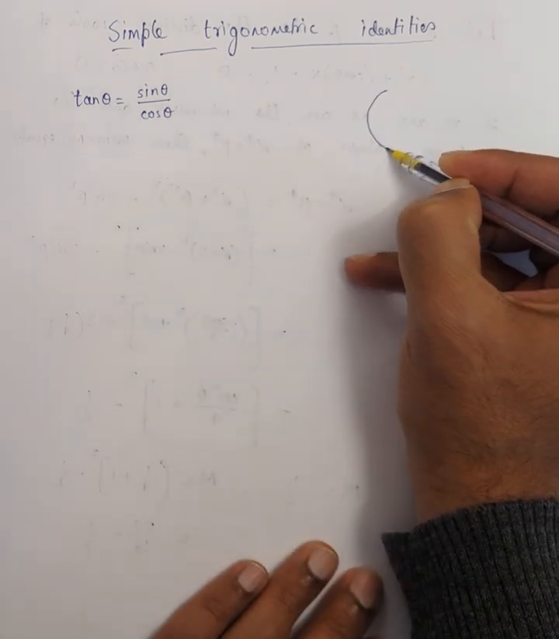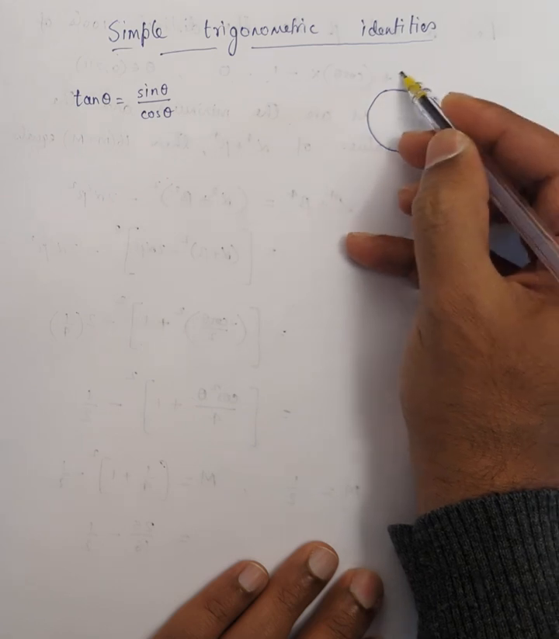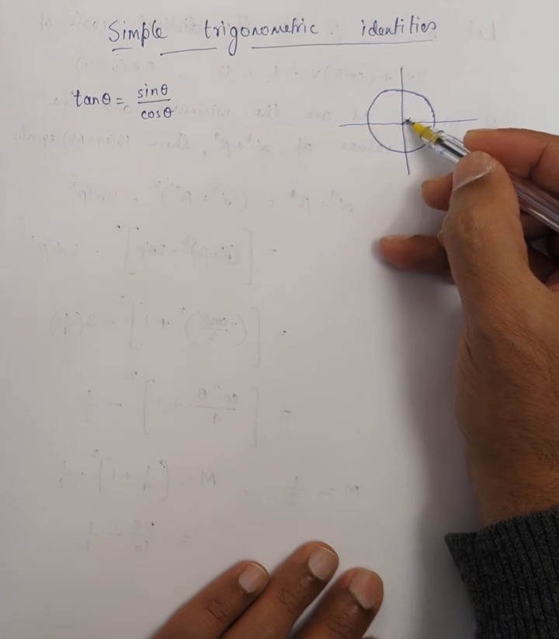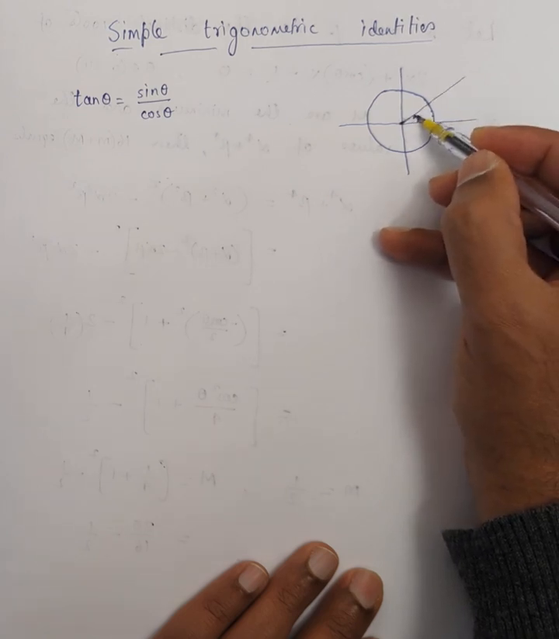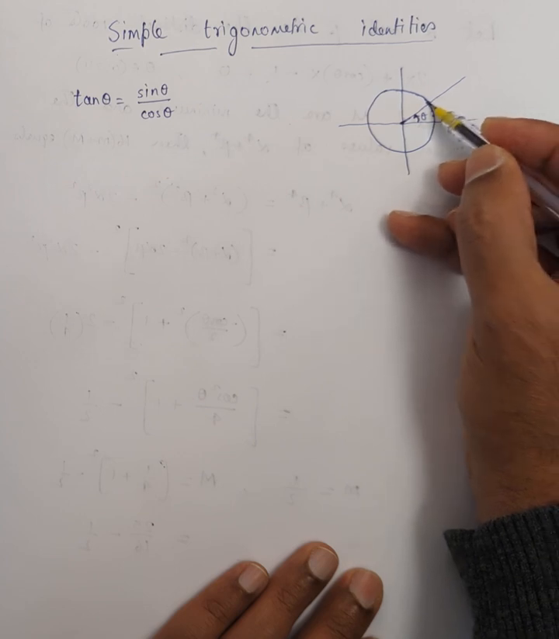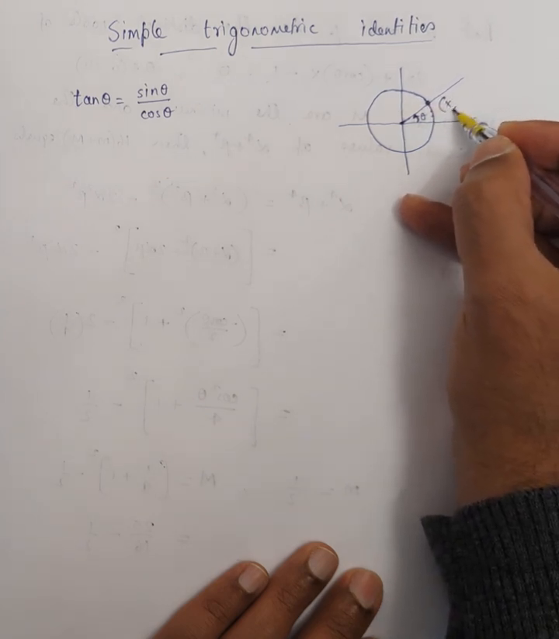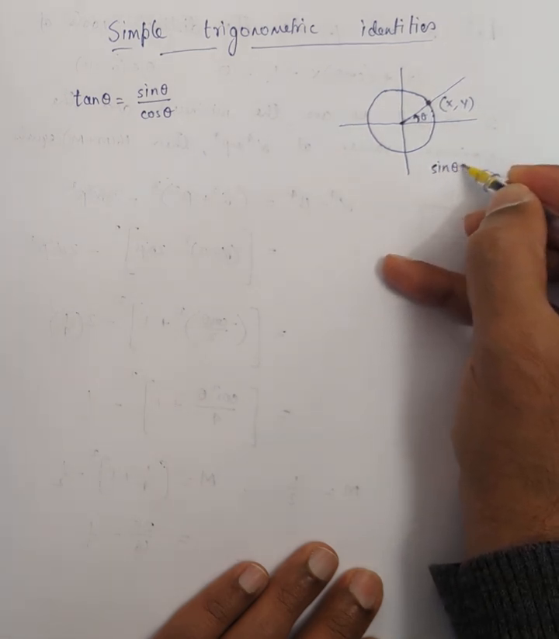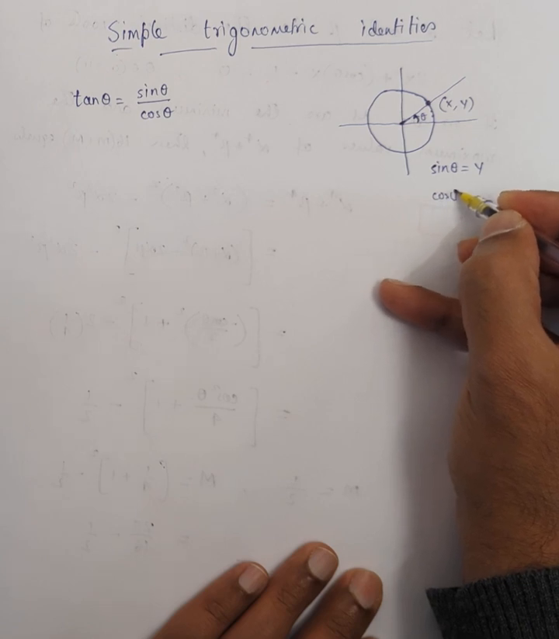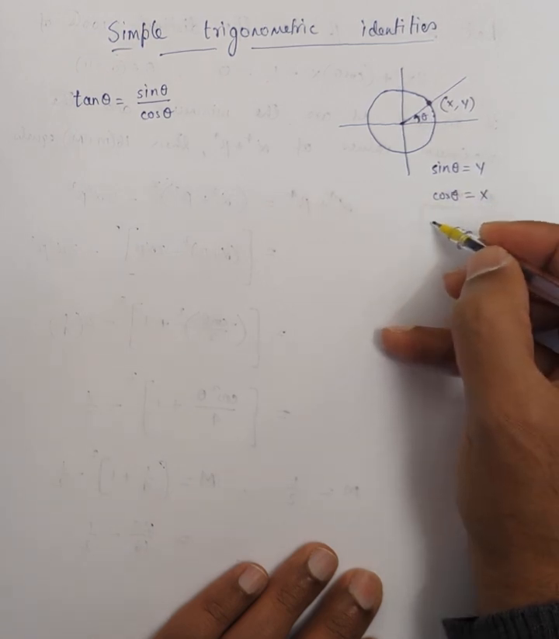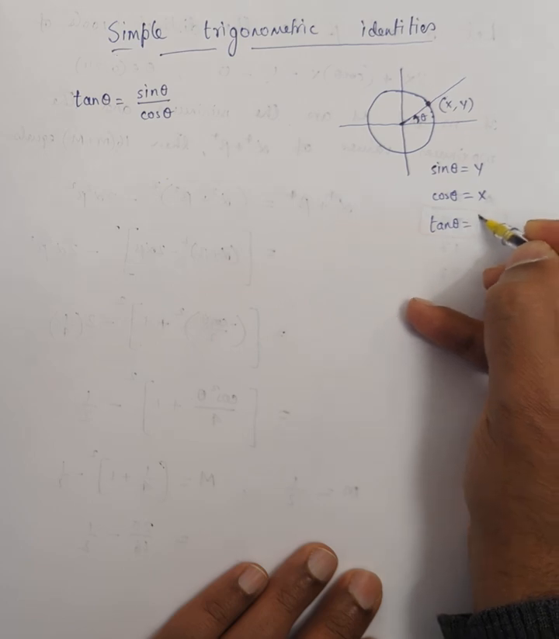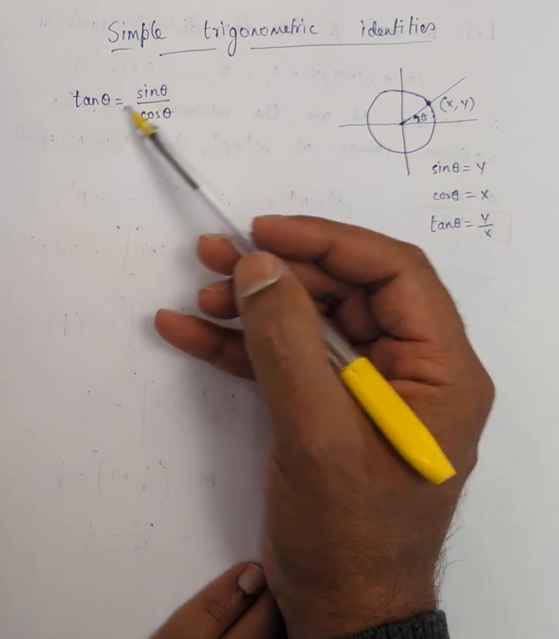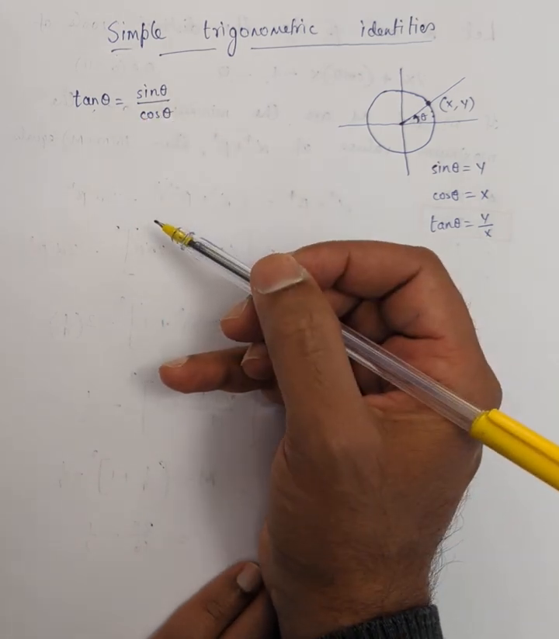If you consider the unit circle, and if there is a line that makes an angle of theta with the x-axis, and say it meets the unit circle in the coordinates of x and y, then sine theta is defined as the y coordinate and cos theta is defined as the x coordinate, and tan theta is defined as the ratio y over x. So tan theta is y over x. So that's why it's sine over cosine.